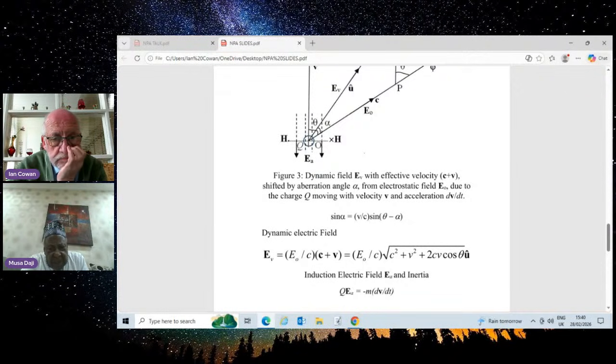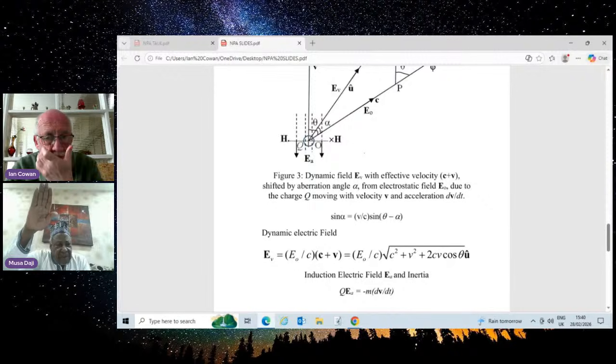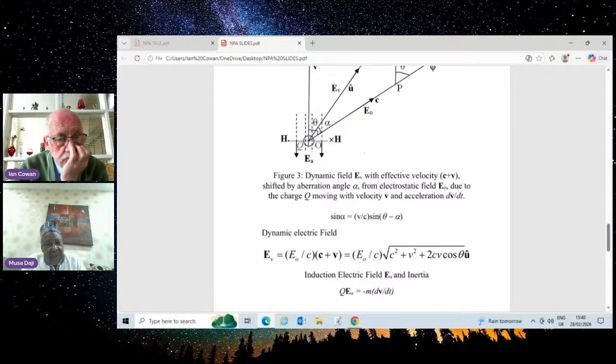If you put V is equal to C here, if a charged particle is moving at the velocity of light, the electric field in the direction of motion is doubled. The electric field in the backward direction is reduced to 0. And somewhere in between, the electric field changes. Overall, there is an increase in the electric field to account for the kinetic energy, while the mass remains constant.